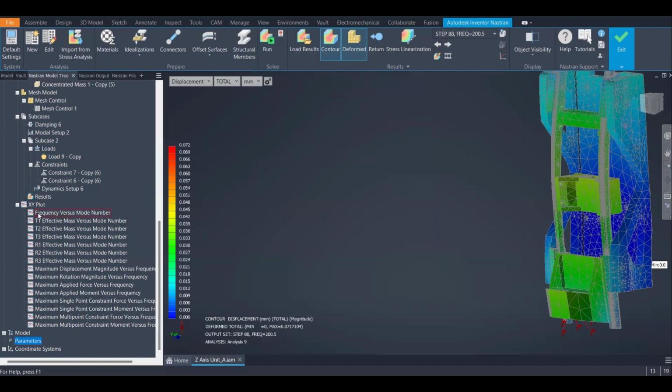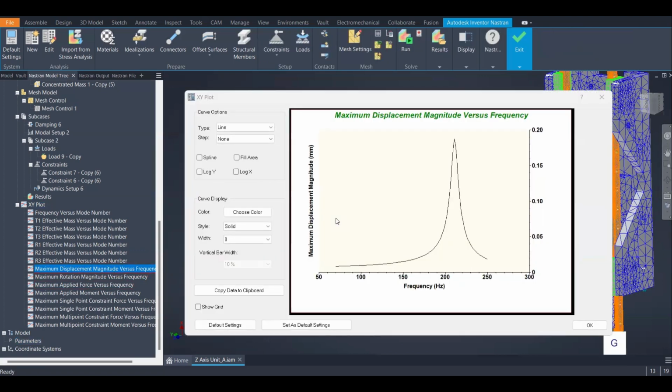Looking at the results, we have an XY plot section, right? So there is by default one that is named maximum displacement magnitude versus frequency. So remember, the domain of this analysis is the frequency, as you can see here below. And we have a maximum displacement, and we can see the results just by locating the cursor over the curve. And as you can see, I have 211 Hertz as my worst case.